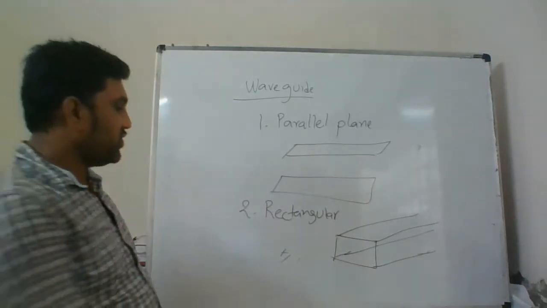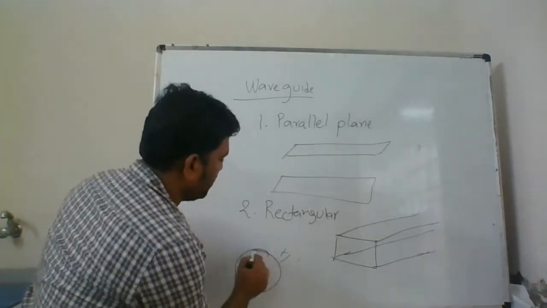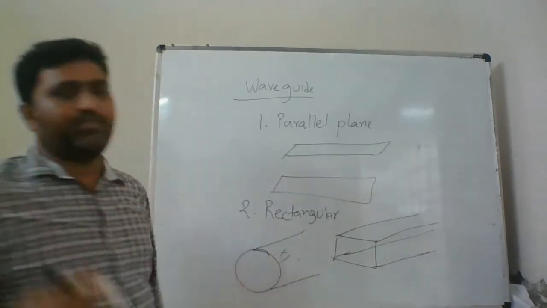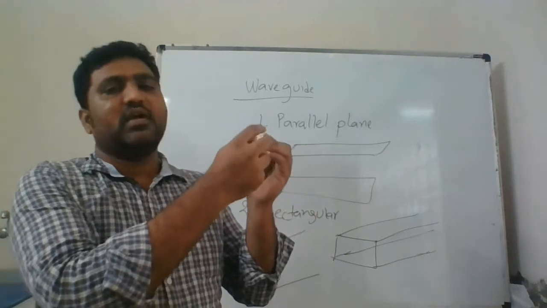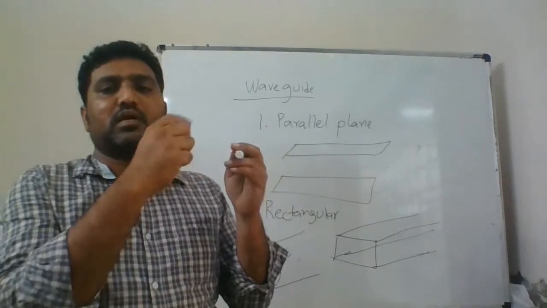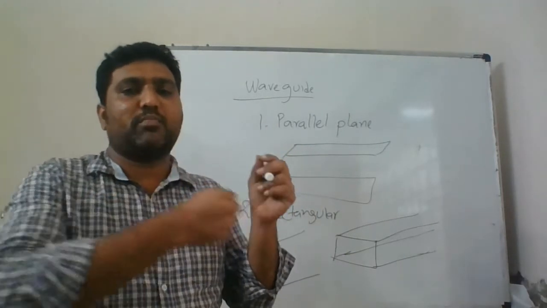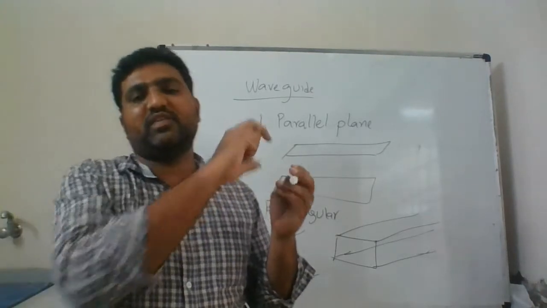Similarly, we can also have a circular waveguide, a circular pipe. This is just an example. With the help of a conducting material, I form a pipe, and inside this pipe everything is hollow.